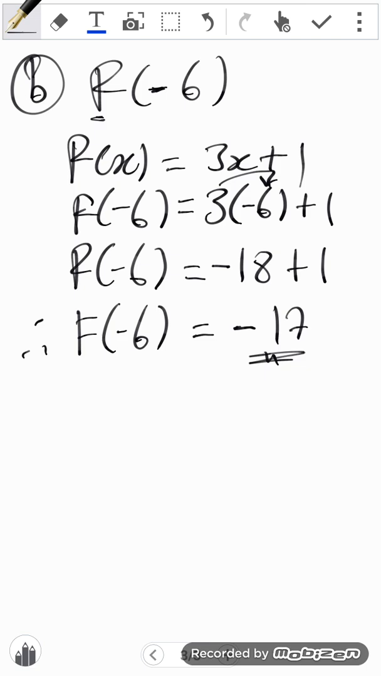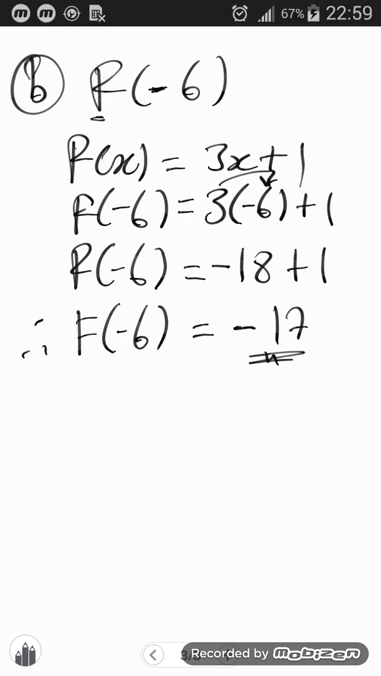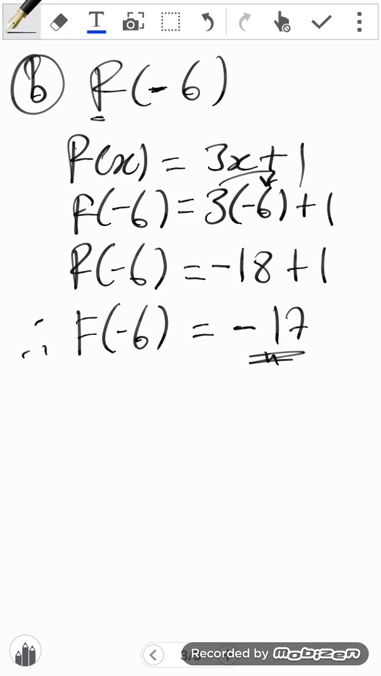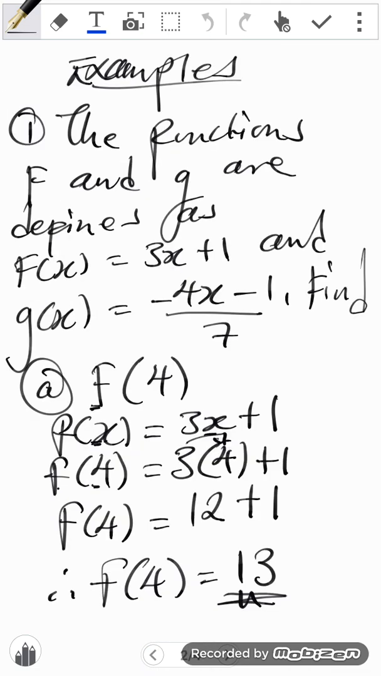If we're clear, it's a very good thing. Okay, so let's move on and try and find the next question that we might be given. Presuming we are asked to find g of -3. So to find g of -3, you go back to the question. In the question, you have g of x being equal to -4x minus 1 over 7.